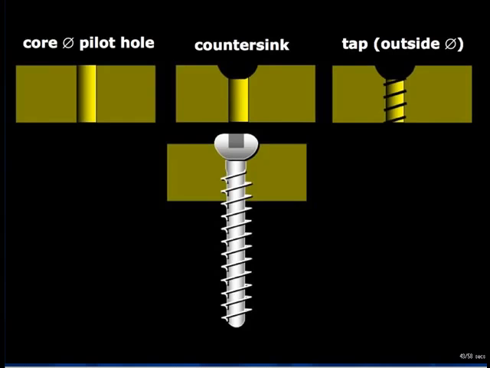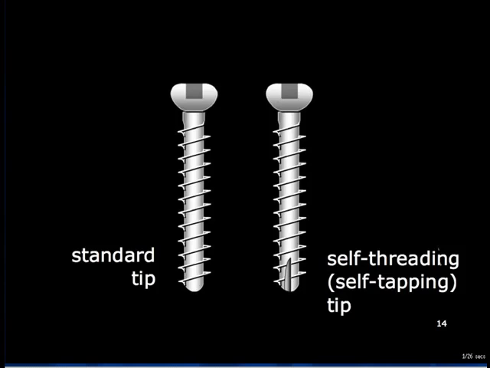A female thread then needs to be created in the cortical bone to accommodate the male helix of the screw thread. This female helix has to be an exact reciprocal of the screw thread in terms of pitch and outside thread diameter. The female helix may be created by using a dedicated tap in the pilot hole or by using a self-threading or self-tapping screw.